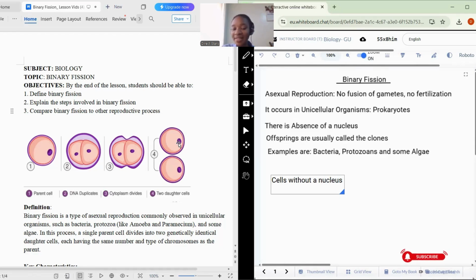And another key takeaway is the fact that these offsprings are usually called clones. Why are they called clones? This is because they are genetically identical. There is no difference among these two daughter cells. They look alike both physically, and when you look at their internal structure, everything is alike. That is why they are called a clone.